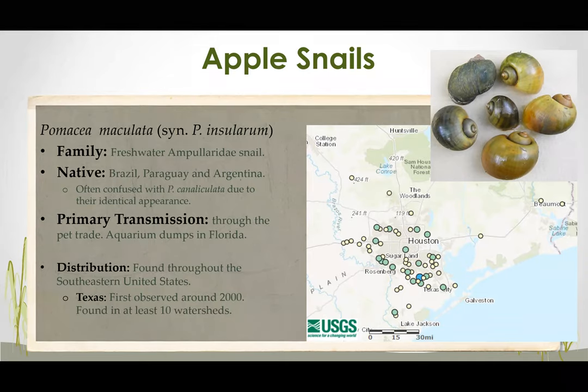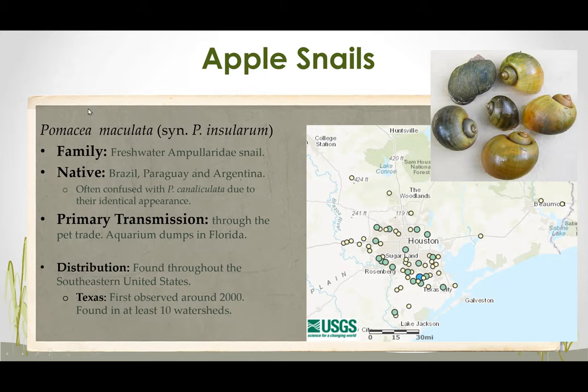So this is the apple snail, can often be referred to as, you know, the Chinese apple snail, which it's not exactly, some are not from China at all. They're actually from Brazil, Paraguay, Argentina. Pomacea maculata is this species pictured here. It can often be confused with other apple snails. However, all apple snails in Texas for us are invasive. Apple snails are very large, so they are easy to identify.